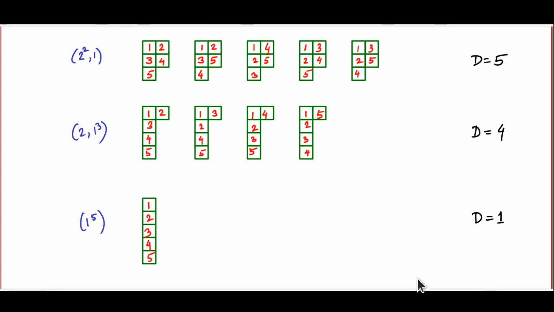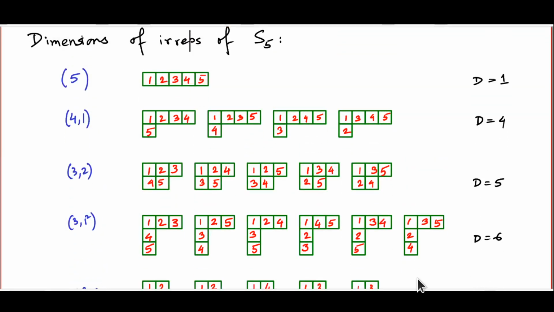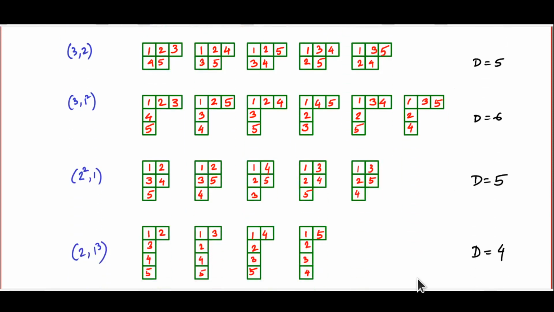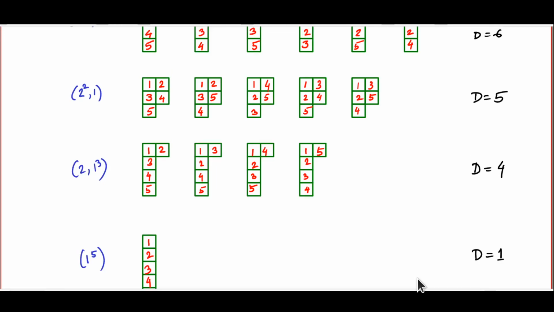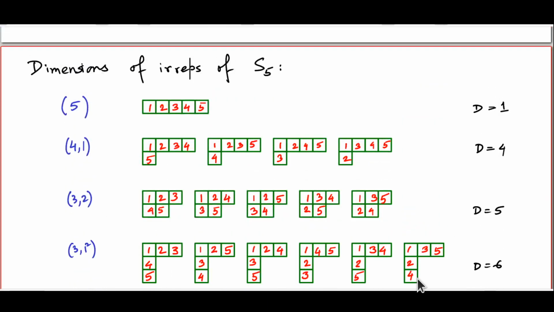Now, if you were to take a look at the dimensionalities and these partitions again, you would definitely spot a pattern. You get 1, 4, 5, 6, 5, 4, 1. In other words, the dimensionalities, apart from the 6 in the middle, are coming in pairs. There are 2 one-dimensional irreps, one corresponding to the partition 5, the other corresponding to 1 to the 5.